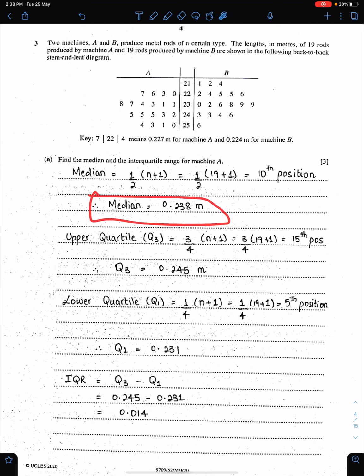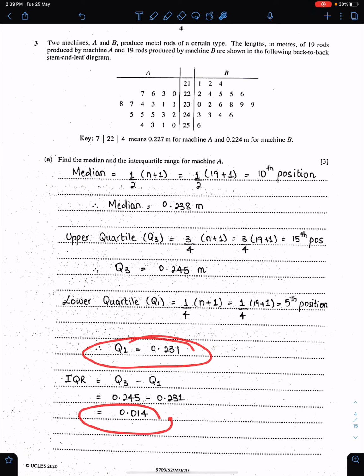That's the median. The formula for upper quartile for odd number of observations is this, 3 upon 4 n plus 1th observation, which is 15th observation. So 10, 11, 12, 13, 14, 15. This is the 15th observation. So 0.245 is Q3. And this is the formula of Q1 for odd number of observations. Q1 is 5th observation. This is the 5th observation. So 0.231. And interquartile range is 0.014, Q3 minus Q1.